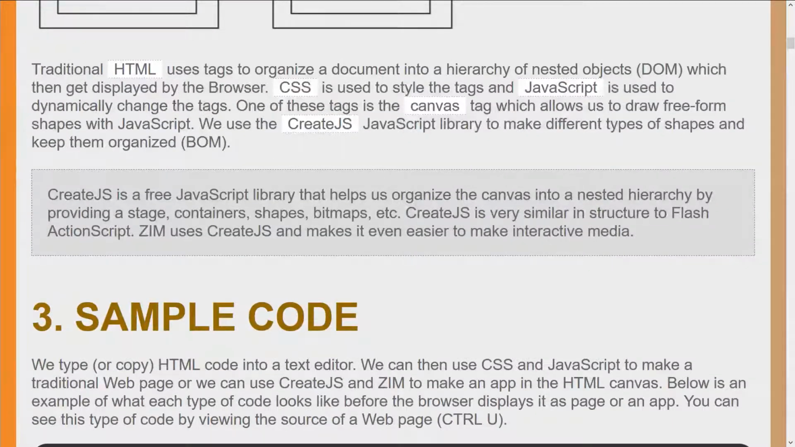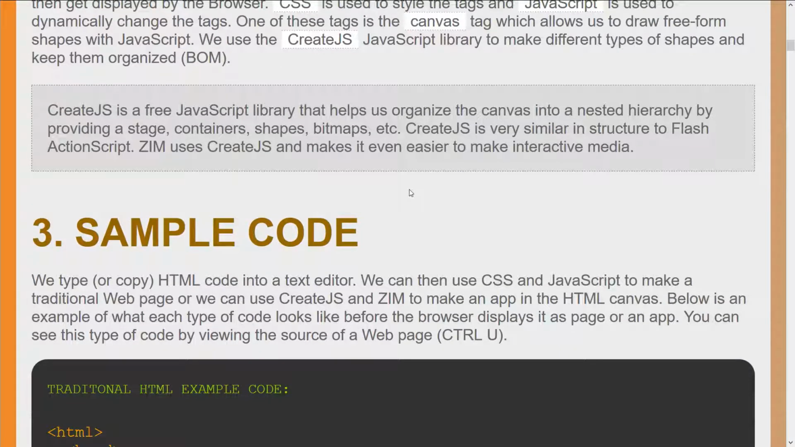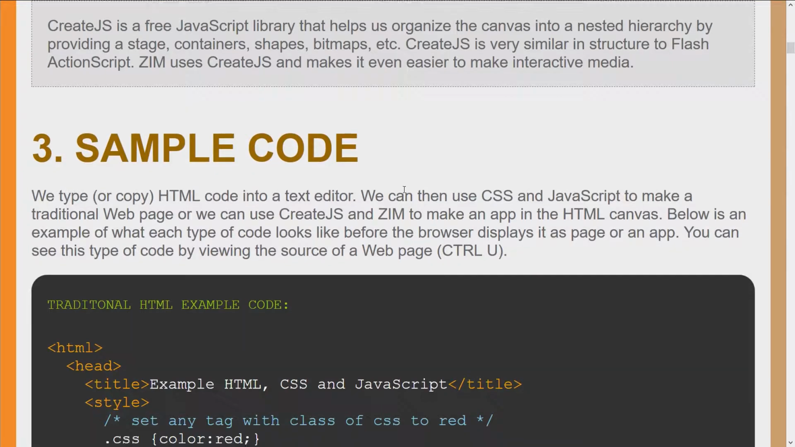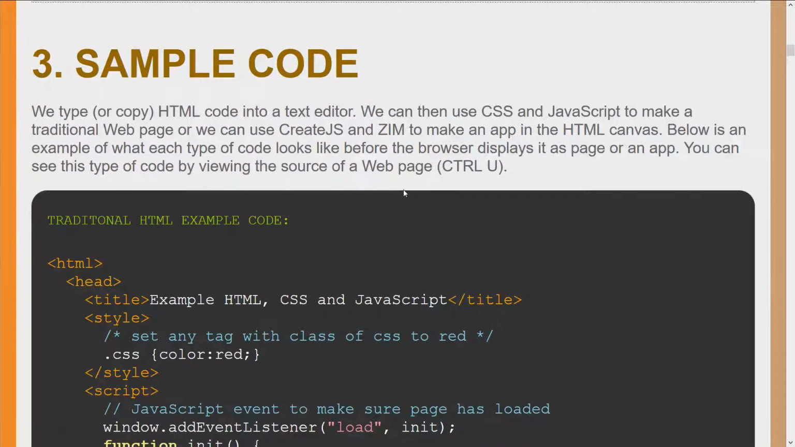CreateJS is free as well. It's like Flash. Flash had a display list. CreateJS gives us a display list. In gaming, you might call it a scene graph or a hierarchy, kind of thing. All right, so ZIM sits on top of that and is a bit like jQuery sort of for the canvas.